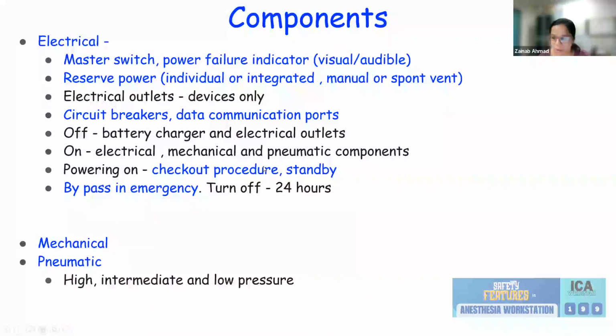Then the mandatory checkout procedure, putting the machine on standby mode for fast boot up, and bypass in an emergency. All these are safety features of the electrical part of the workstation.